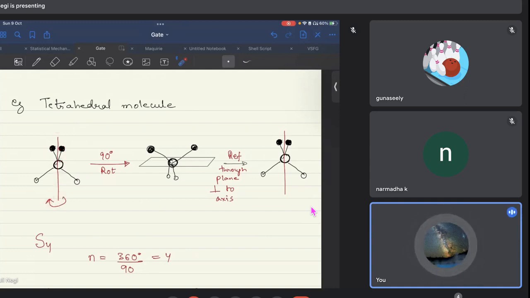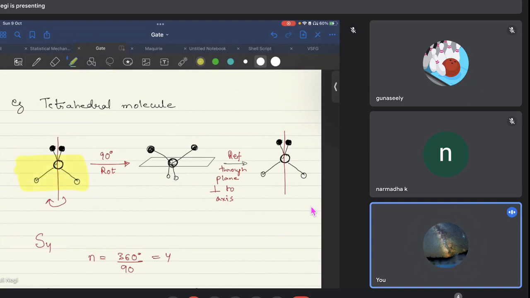Say I am doing the rotation of 90 degrees. So if I am doing the operation of 90 degrees, my n will be equal to 4. Okay, so I have done the rotation. So imagine the rotation is done by 90 degrees. So these two will be moved here, and these two which were, say this is a plane.